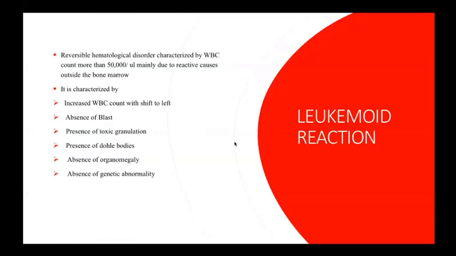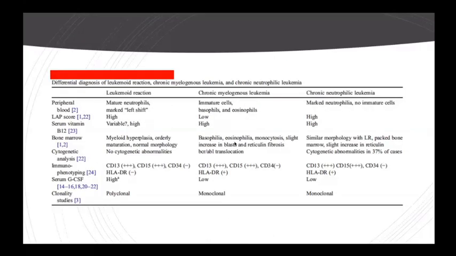So ma'am, I wanted to ask why LAP score is decreased in CML. Okay, LAP score is what? Leukocyte alkaline phosphatase activity. Okay, fine. Leukocyte alkaline phosphatase activity will be increased in those conditions when there is increased enzymatic activity of a neutrophil, like in an inflammatory condition when the neutrophil will release more and more enzymes.